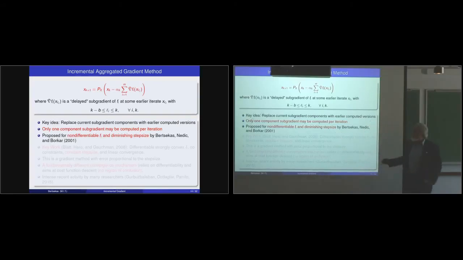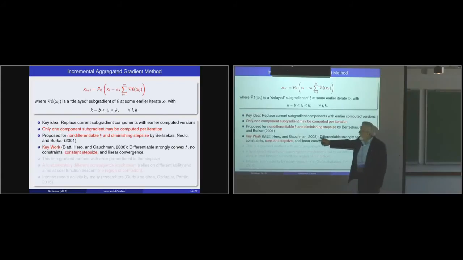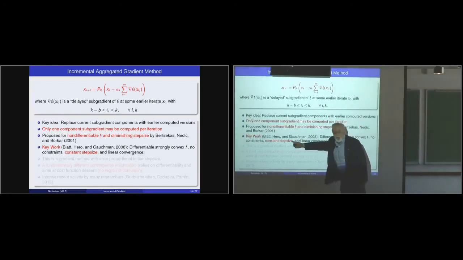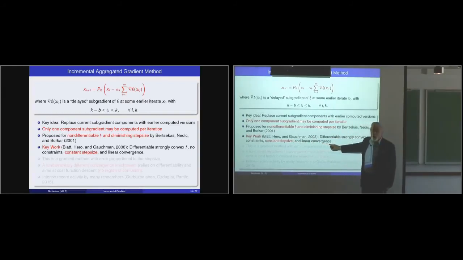The key work, the important work in this context came later by these three people in 2008, where they assumed a differentiable, strongly convex. Actually, they assumed quadratic components in their proof, no constraints, and showed that this method converges with a constant step size, not a diminishing step size, and has a linear convergence rate, which is pretty much similar to the one that you have for the non-incremental method. So this is a big thing. For a fraction of the cost, you get the same properties that you have for the gradient method.